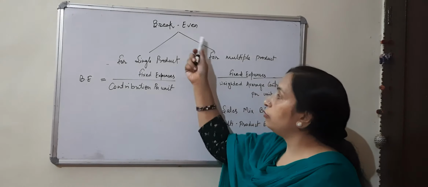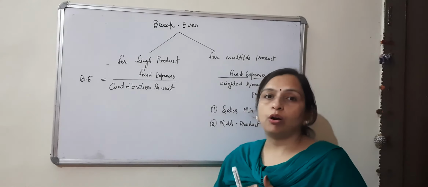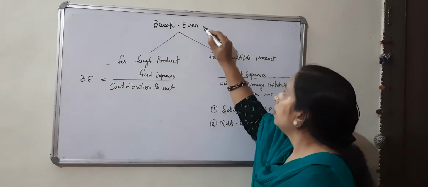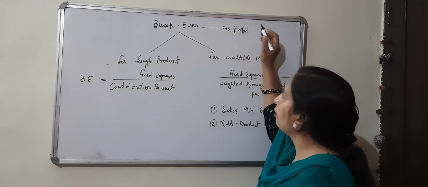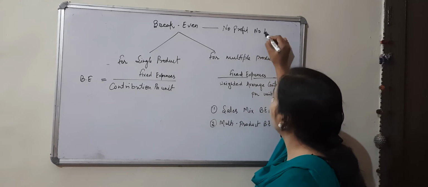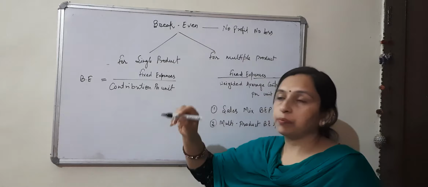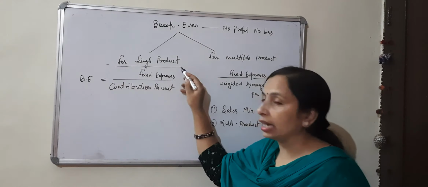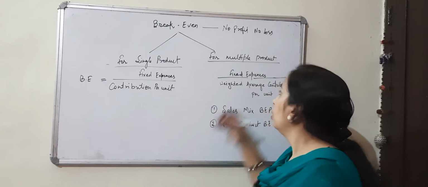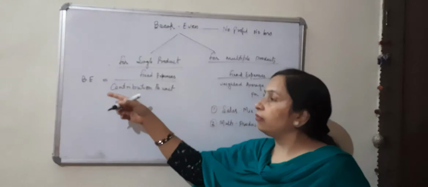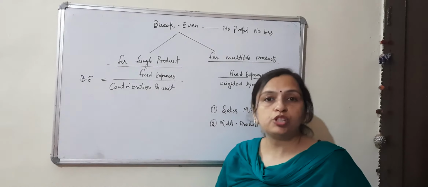Okay. Now when we are talking about break-even, what is that? That is a point of no profit, no loss. Break-even is no profit, no loss. This we always have to remember. Now, when we see break-even in this chapter, we have to calculate break-even for a single product and break-even for multiple products also. Now, for calculating break-even for a single product, the formula is fixed expenses by contribution per unit.